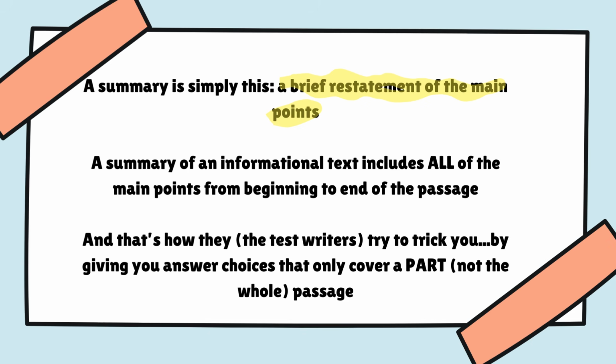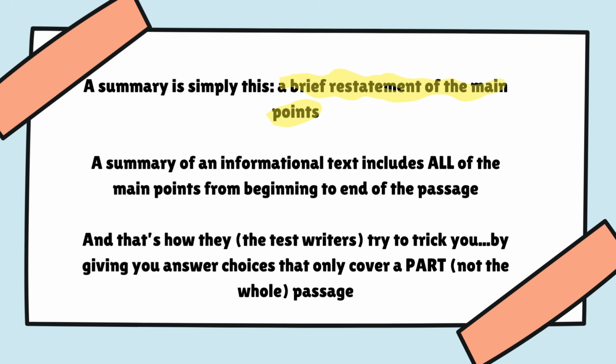So what is a summary? A summary is simply this: a brief restatement of the main points. A summary of an informational text includes all of the main points from beginning to end of the passage. And that's how those test writers try to trick you, by giving you answer choices that only cover a part, not the whole passage. And that's been a recurring theme throughout all of these questions. Are they asking me about the whole, or are they asking me about this one part? And it really comes into play when you have these summary questions.